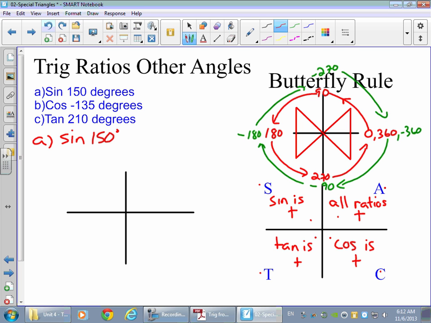Sine of 150. So what do I need to know? Where my sine of 150 is. Well, if this is 0, this is 90, this is 180, sine of 150 fairly clearly will lie in here. What I'll do then is use the butterfly rule. That's a really ugly butterfly. Probably do a little bit better job than that.